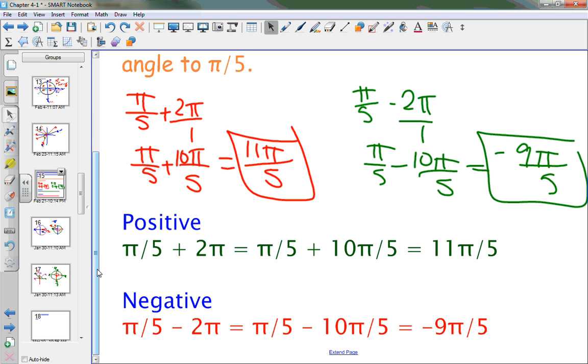Do you understand where 2 pi came from? Why I'm adding and subtracting? Or even where pi over 5 comes from. Pi over 5 is a generic angle, I pulled out a generic. Why 2 pi? Because I want a coterminal angle. Coterminal means has the same starting and ending point. In order to get that, all I have to do is go around the circle one time.